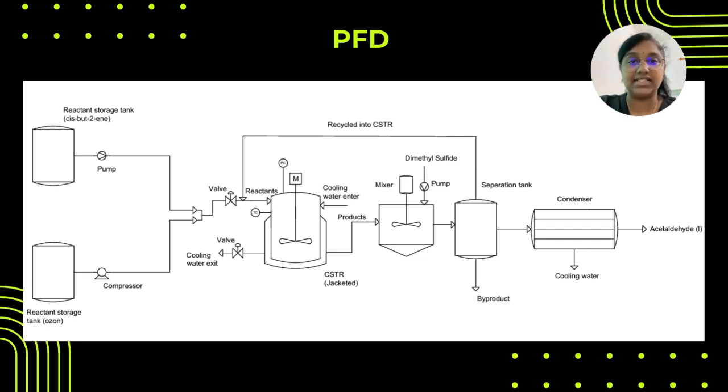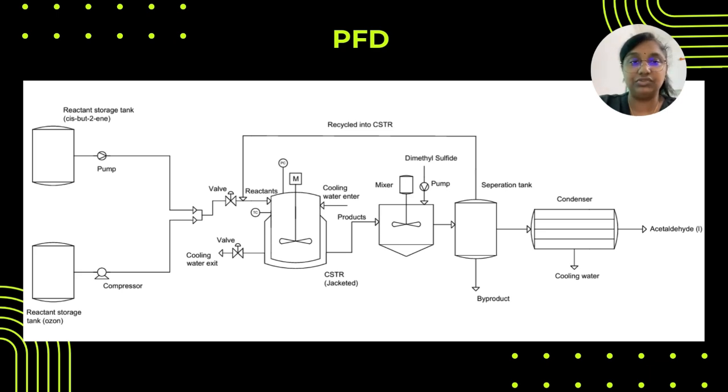The combined reactants enter a jacketed CSTR. Continuous stirring ensures uniform mixing, maximizing contact between ozone and cis-but-2-ene for efficient reaction. Cooling water circulates through the jacket to manage the exothermic heat of the ozonolysis reaction, preventing over-oxidation of the product. In the reactor, ozone cleaves the double bonds in the cis-but-2-ene, forming unstable ozonides. These intermediates need further processing to become stable products.